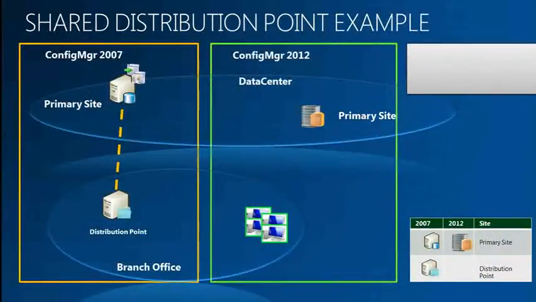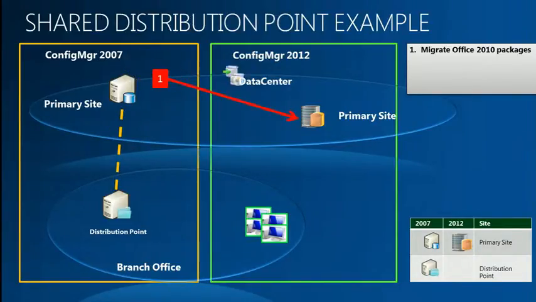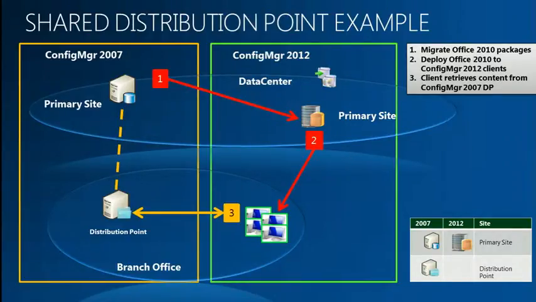So what's the general scenario? This is an example. On the left, I have 2007. On the right-hand side, I have 2012. I use that example of migrating Office 2010 over, then I deploy it out to my 2012 clients. My 2012 clients are in the boundaries of that 2007 distribution point. They do a location services request to the 2012 site, and it returns that particular 2007 distribution point, and the client is able to get the content from it and download it. All you had to do was migrate it and deploy to your 2012 clients. You don't have to distribute any content within 2012.